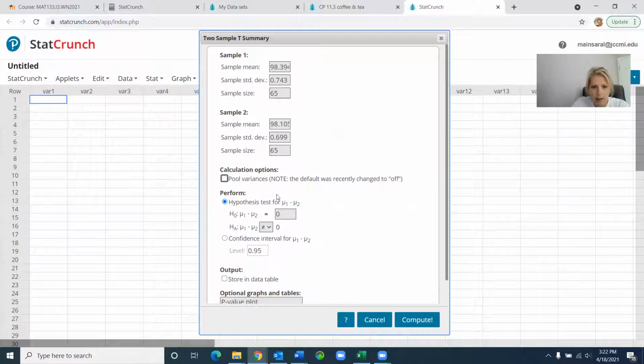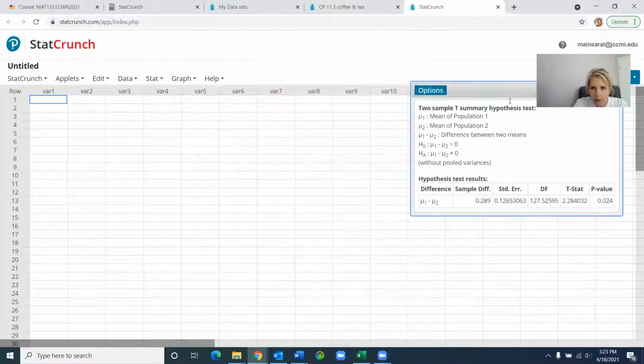And then we're clicking on hypothesis test, and it's a not equal to. Note the default was recently changed to off. So we are not going to pool our variances. So just leave that. Do not click on the pool variances. And we're going to hit compute.